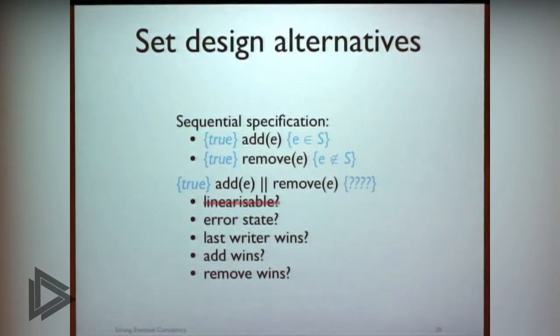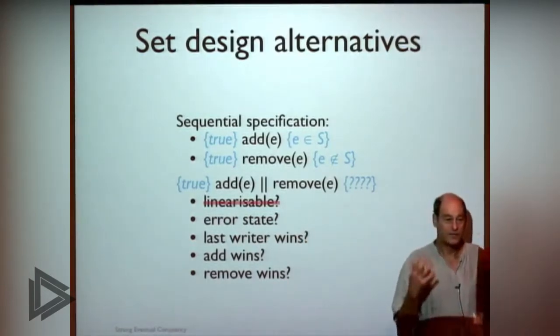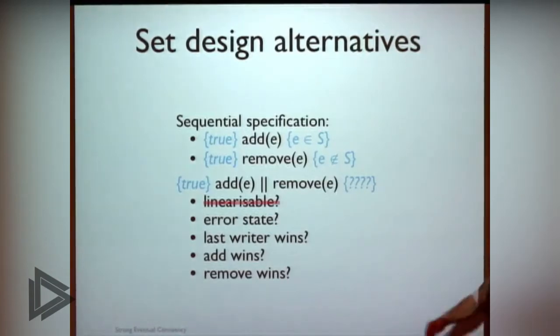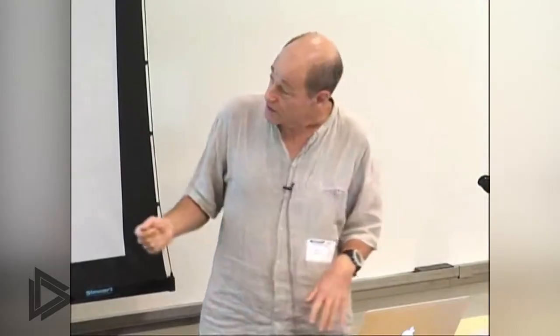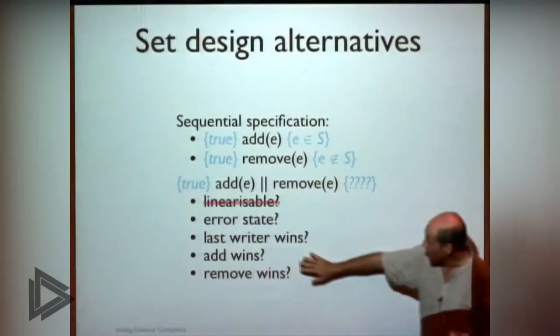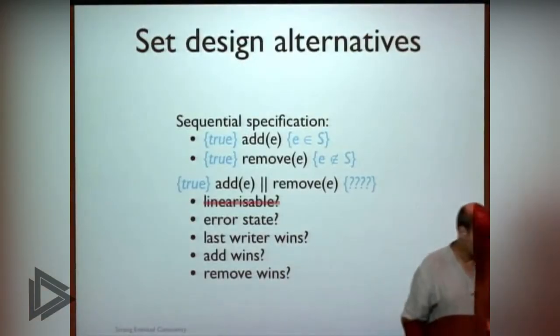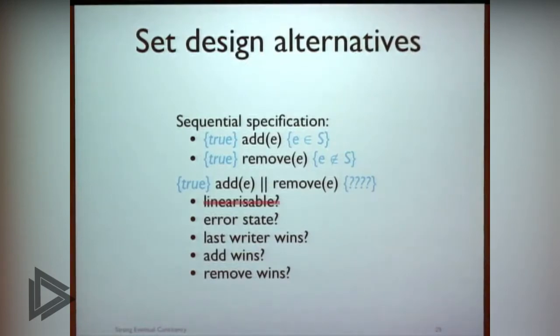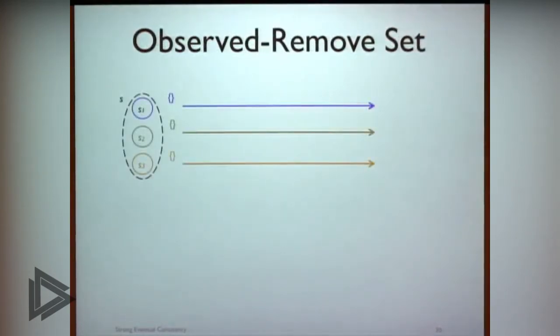It turns out that the one that, besides the linearizable one, gives you the most intuitive semantics is add wins, and it also is what I need for my applications. So I'm going to spend a little time on how you design this. I'm going to call this the observed remove set.